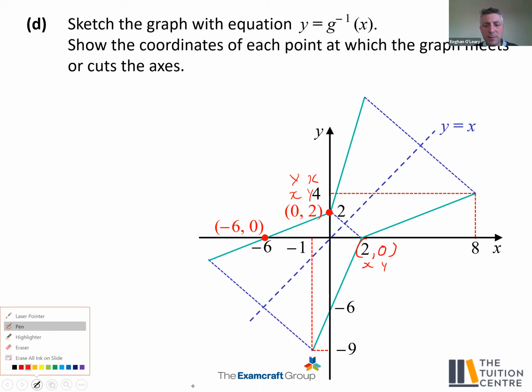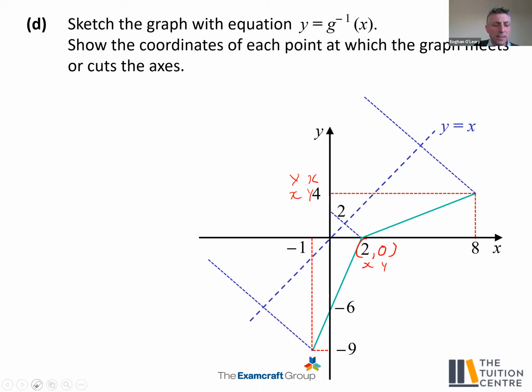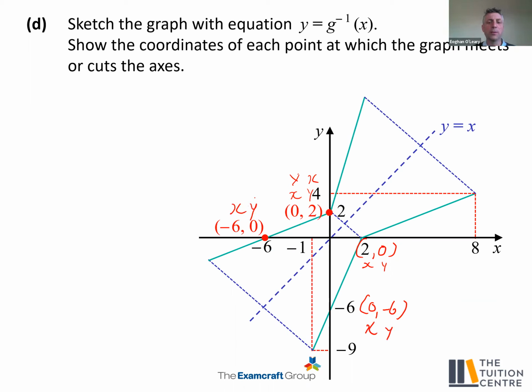And you can see similarly, we would have had 0, -6 down here. And on the other side, we're going to have -6, 0. So again, the x and y have switched around. If you did the same down here, this would be the point -1, -9. And over here, this point would be -9, -1.